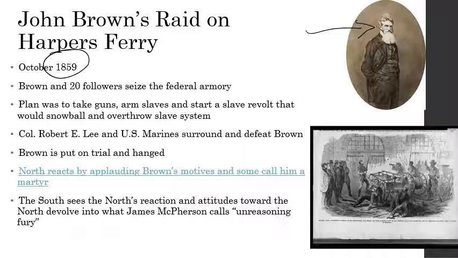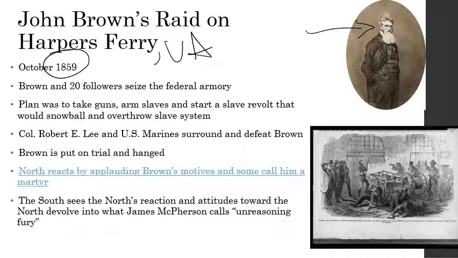But he and 20 followers went down to Harper's Ferry. This was in Virginia. And their goal was to take as many guns as they possibly could from the federal government. So it was this armory for the military, and start a slave revolt that would eventually snowball and overthrow the entire slave system. So he thought this was going to work really, really well. Problem was, not enough slaves got the memo. He had talked to Frederick Douglass. He had talked to Harriet Tubman about being part of this. There wasn't a lot of support.